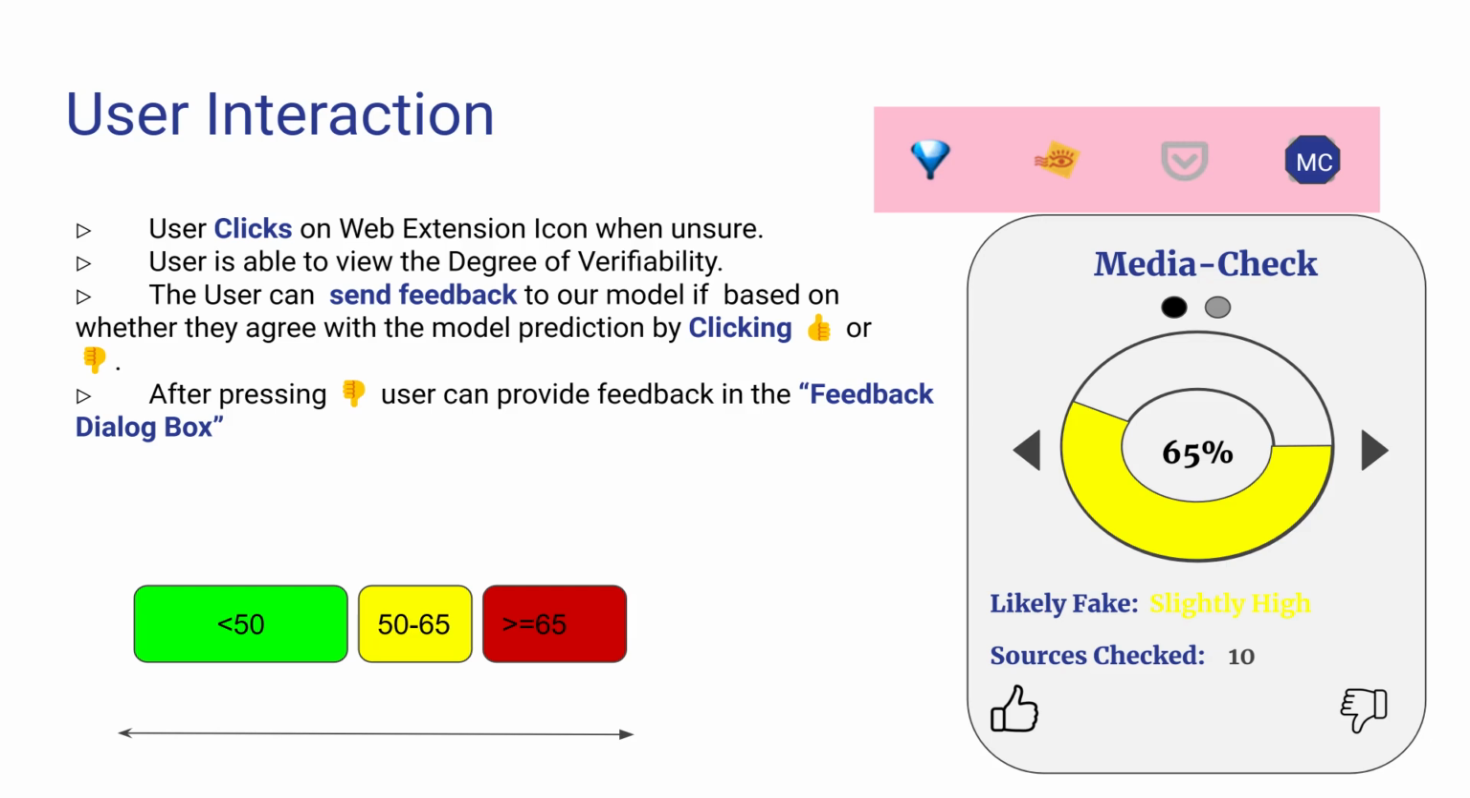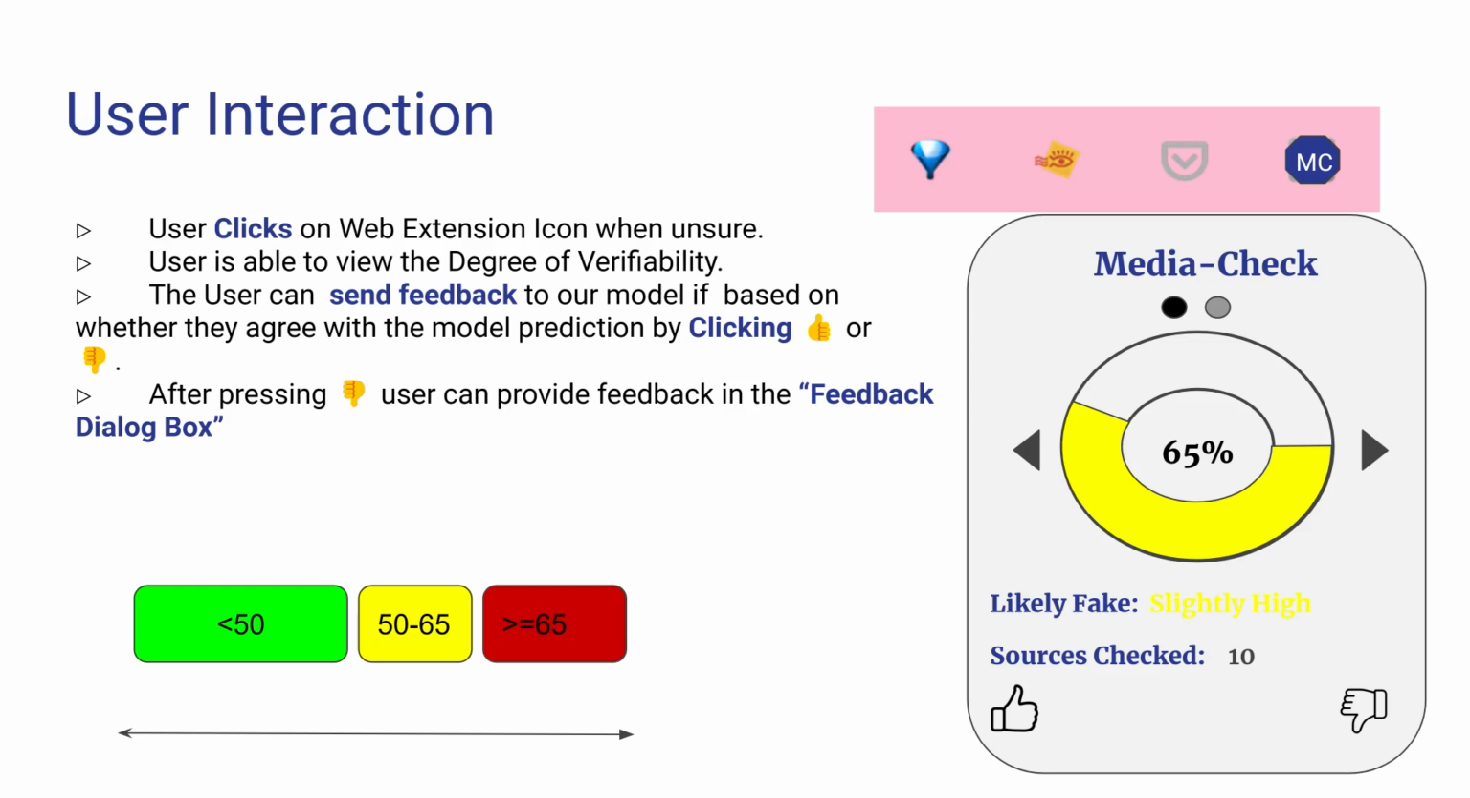Less than 50 is shown by green. Between 50 to 65, there's a slightly high likelihood of it being fake, and greater than 65 would be represented by red as a very high likelihood of it being fake.